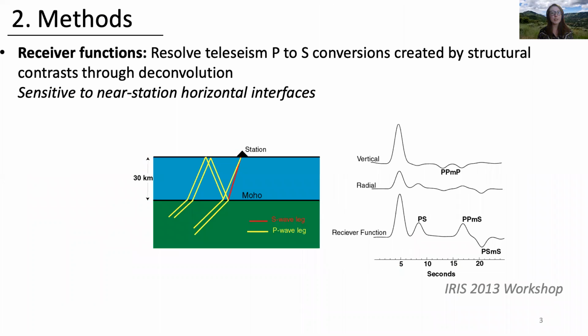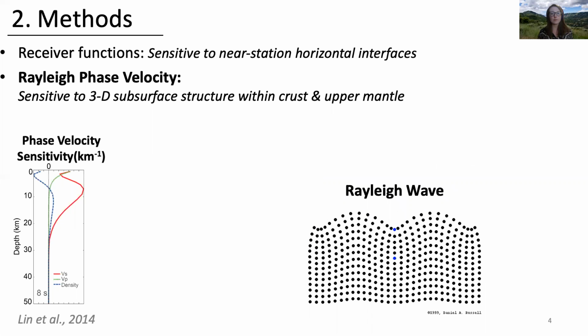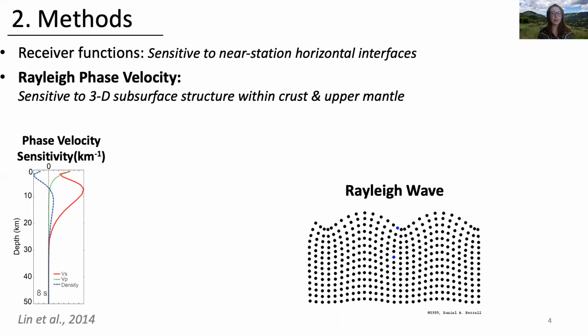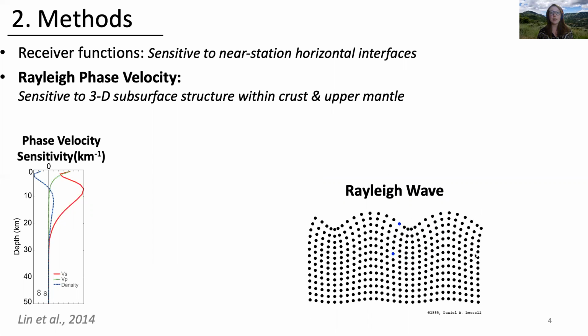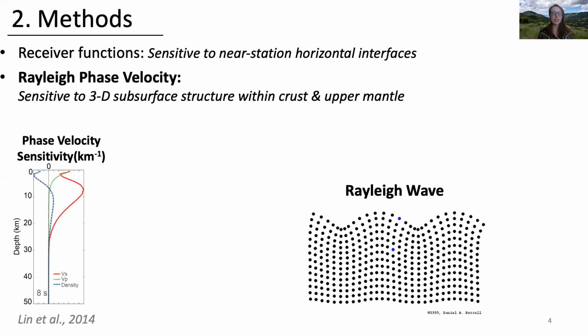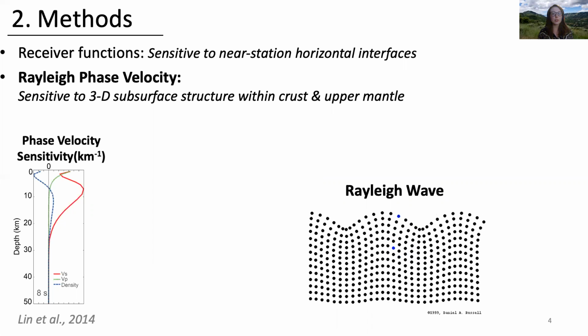One of our data sets is receiver functions, which resolve teleseismic P to S conversions created by structural contrast through deconvolution. This is sensitive to near-station horizontal interfaces, such as the Moho. We also use Rayleigh wave phase velocities, or the speed of the Rayleigh wave propagating through a medium, from ambient noise cross correlations for shorter periods and from teleseisms for longer periods to obtain sensitivity of 3D subsurface structure within the crust and upper mantle.